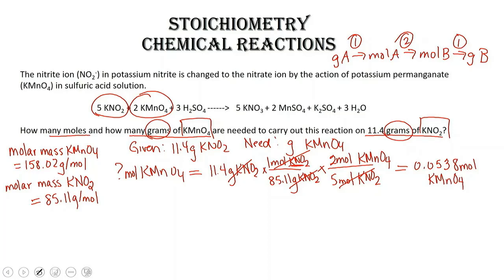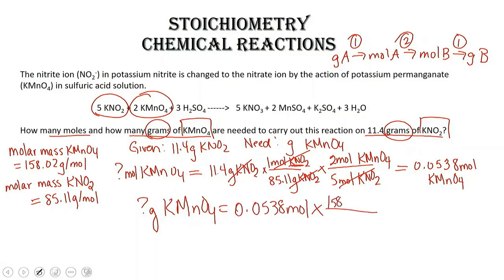Given this information, we can just simply use the number of moles to figure out the number of grams. We just split this four-step problem into a three-step problem. So now we want to know the grams. We're given 0.0538 moles times our molar mass, which is 158.02 grams per 1 mole. And our answer is 8.46 grams of potassium permanganate.